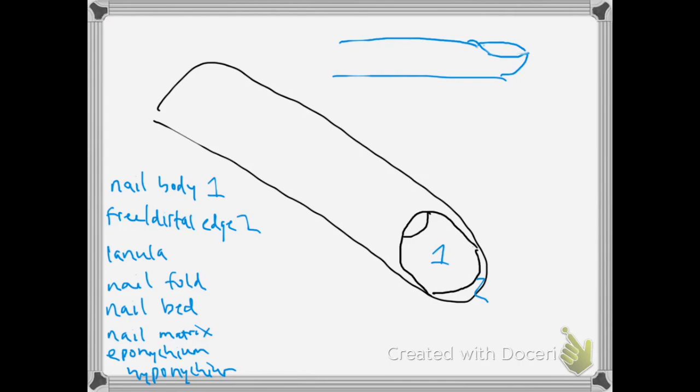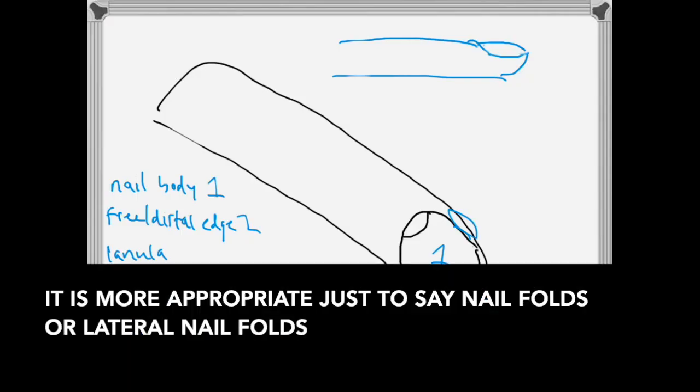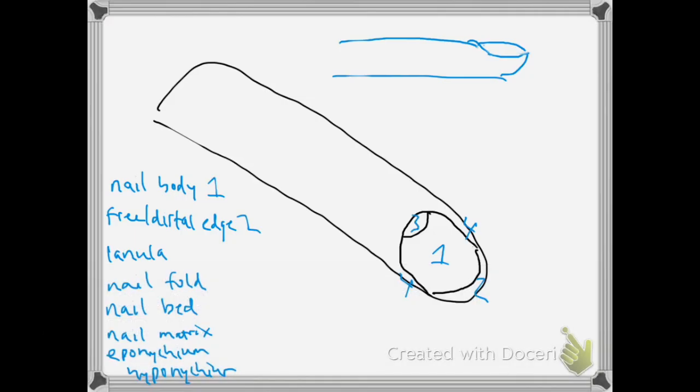Okay, the lanula is this part, this whitish part up here. And lanula, you're supposed to think luna for moon. So it's that half moon, that whitish part there. And then we have the nail folds. So we have medial and lateral nail folds. That's this skin over here. So that'd be number 4. That lanula is 3.